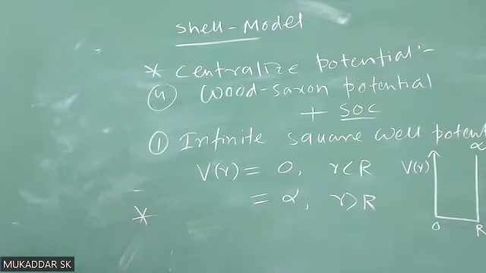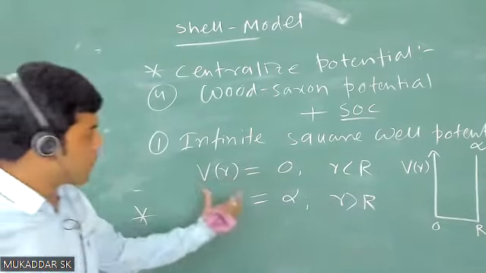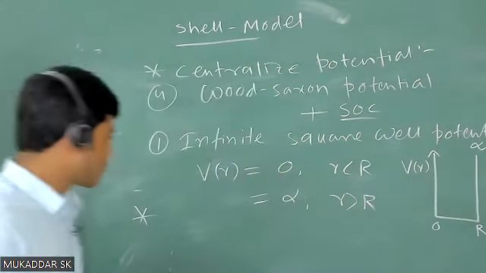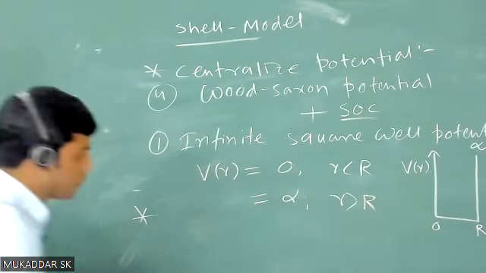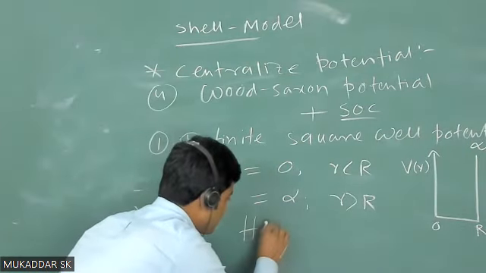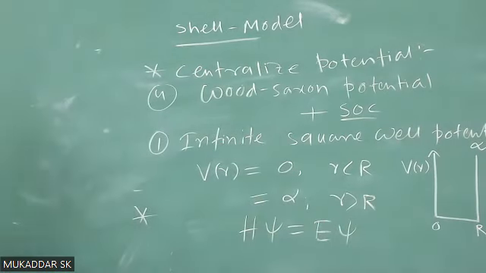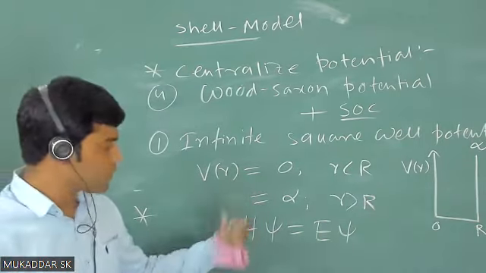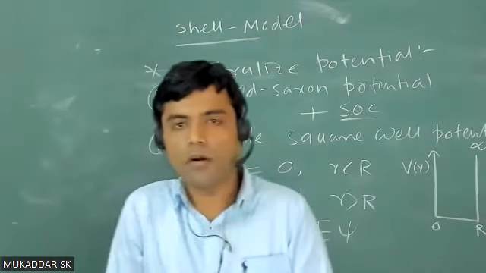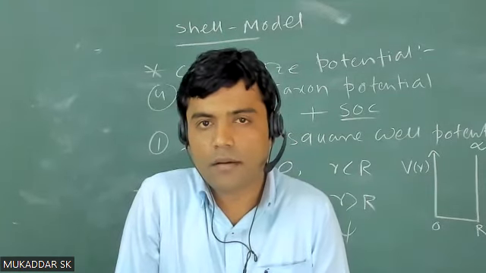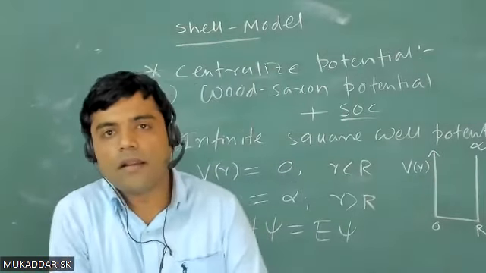Okay. Now you know when you have a potential like this in quantum mechanics, it is very easy to solve. So to get that energy eigenvalue, you have to use the Schrodinger time independent wave equation. But fortunately here your potential depends only on the position coordinate r. It is independent of theta and phi, right? Then you can use what?